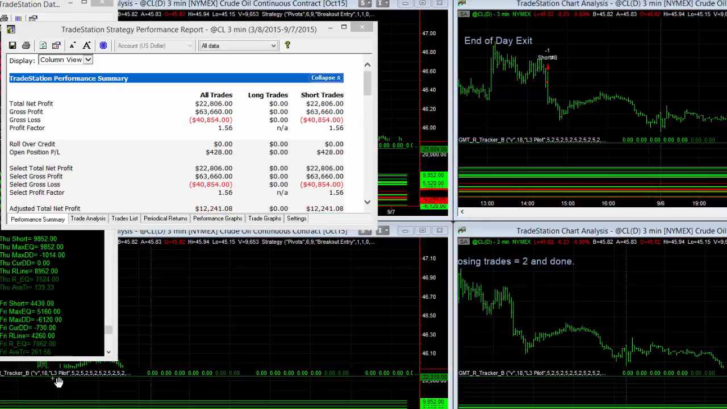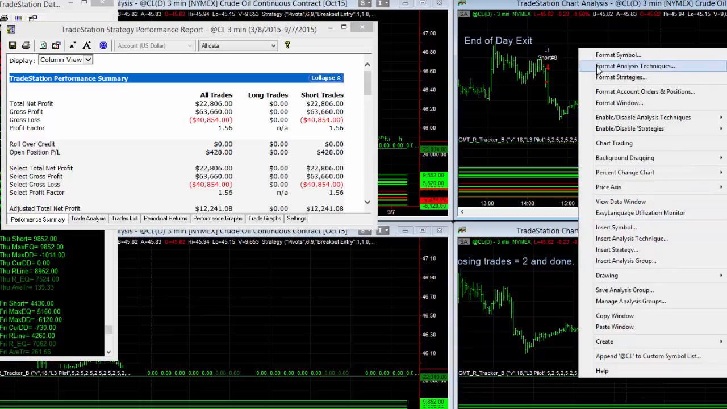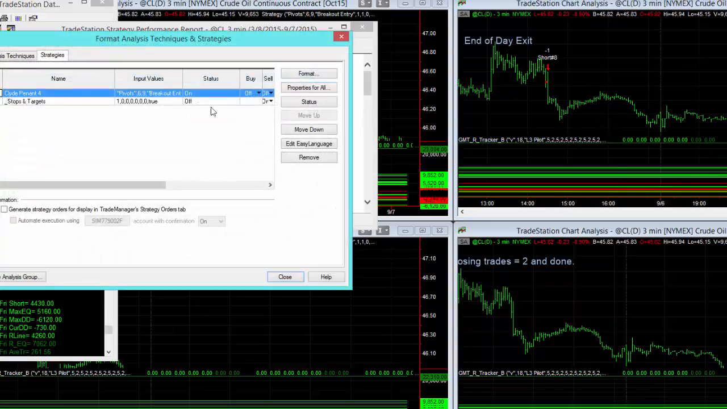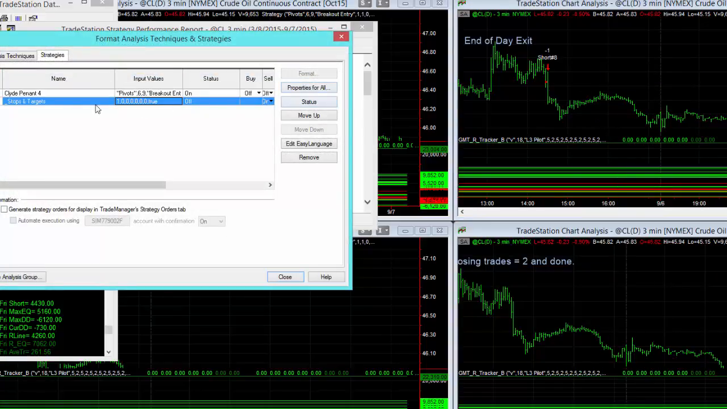So there's our original trade, 22,806. Now some strategies, this will work really well, end of day exit. It worked beautifully on PT10, so let's have a look at what it does here for our crude strategy, and we'll turn that on. So basically, to do that, we're adding in stops and targets. We're making sure that we've got a custom session set up, to ensure that we get out a couple of minutes before the end of day close.